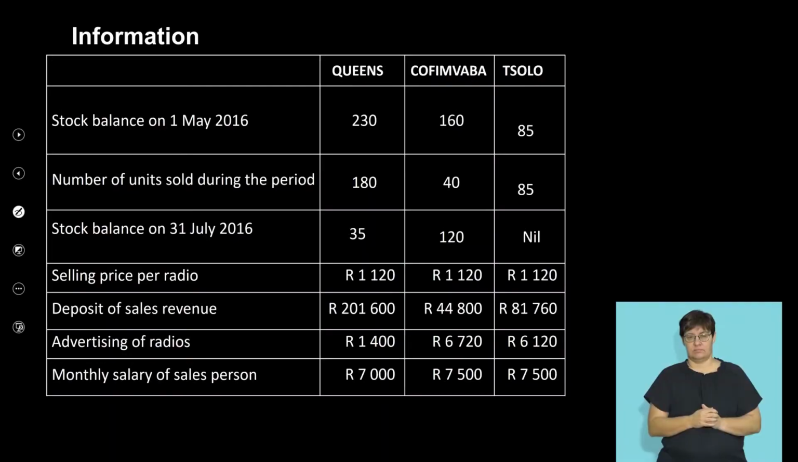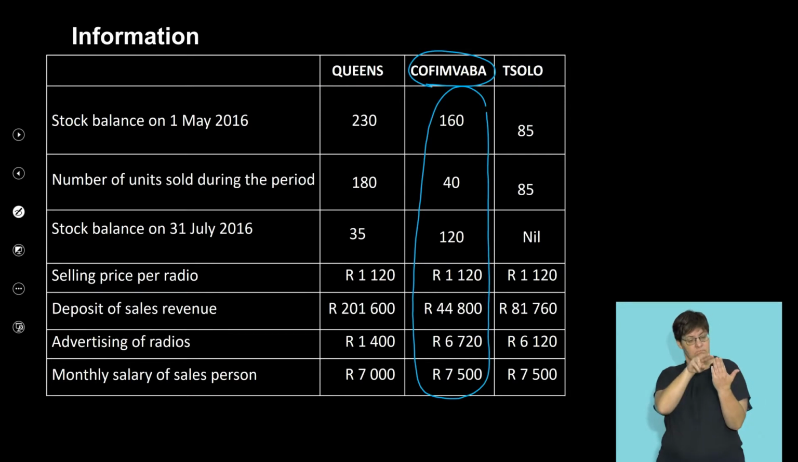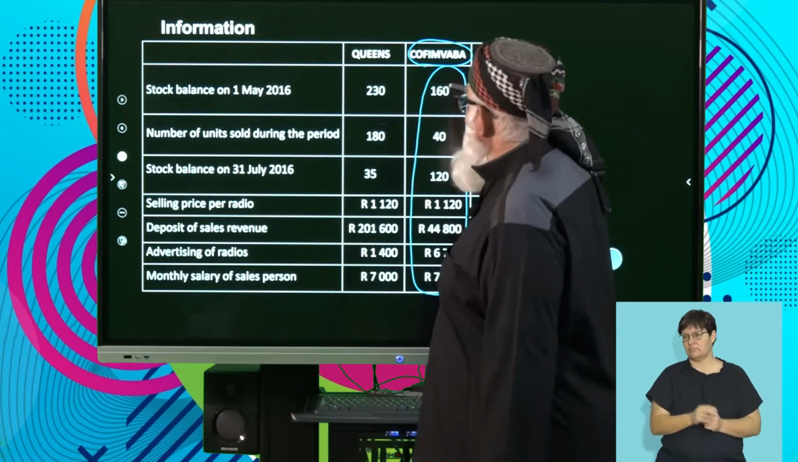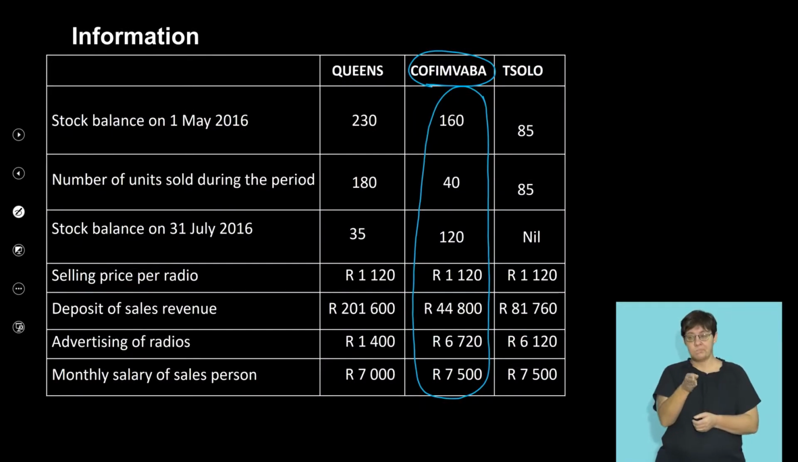Okay, the next branch that we're looking at is your Kofivamba branch, and here we have to once again look at the information and see what we can identify as a challenge. Now, just to give you an idea, if you look at the stock, you had 160, you sold 40, you got 120. Clearly you can see that is not a challenge in that store. So where is my challenge?